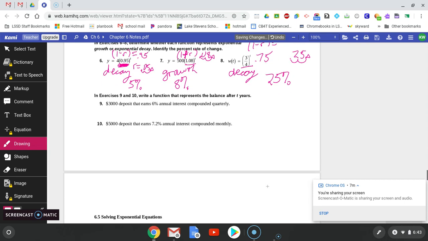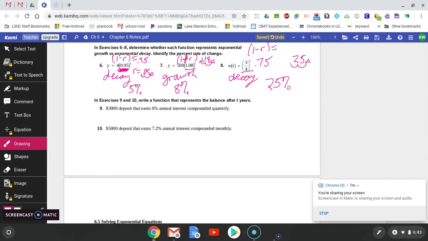Okay. Last section is our compound interest. So compound interest is a specific type of growth rate, exponential growth. So let's take a look at it. Let's remind ourselves what our formula is. Our formula is y is equal to P, and then in parentheses, 1 plus r divided by n, and then the exponent is nt. So I'm writing it here so you don't have to keep flipping back to where you have it. So it says we have a $3,000 deposit that earns 6% annual interest compounded quarterly.